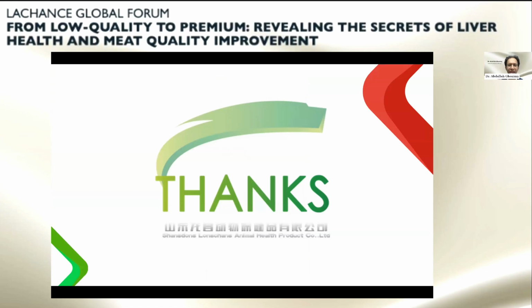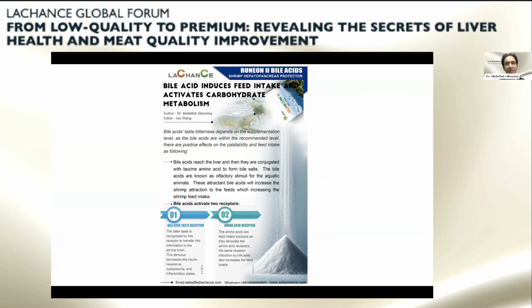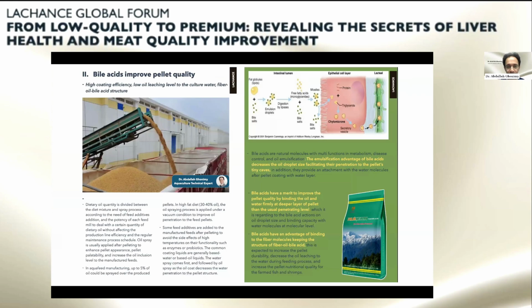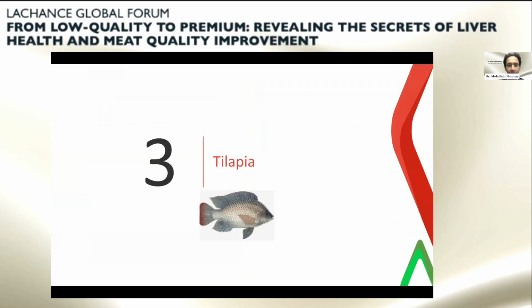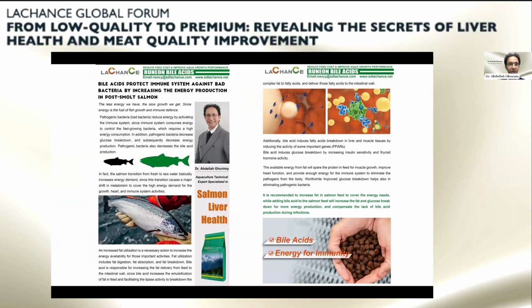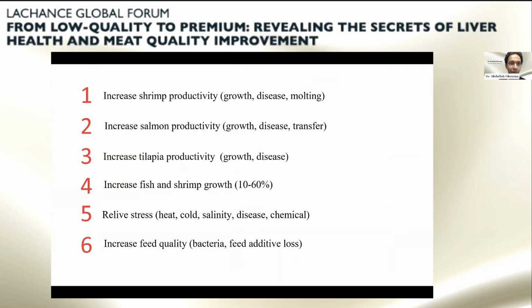So today we proposed some flash points on how bile acid can help us, specifically for shrimp or salmon, tilapia, and growth generally for fish and shrimp, and stress, whatever kind of stress, and lastly, feed quality. If you are interested in one or more of this information, or even another problem you have in your factory or on your farm that we didn't mention today, feel free to contact us. Our technical team will help you.